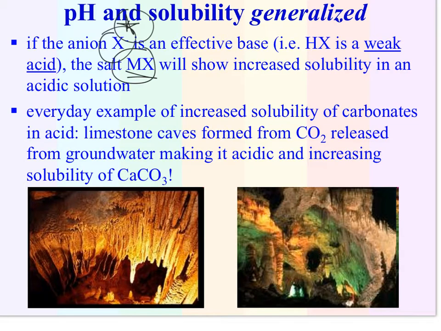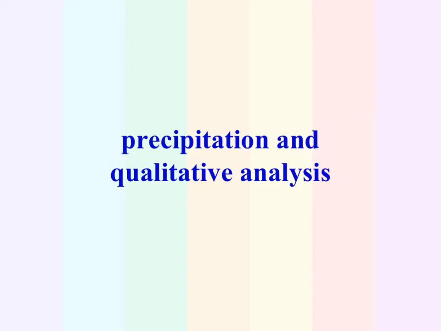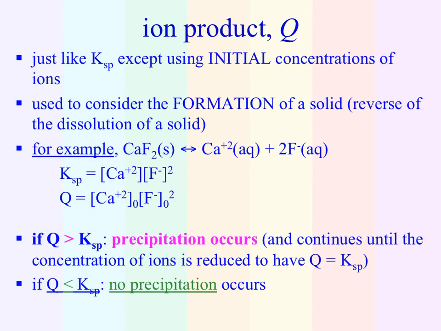Let's go ahead and look at precipitation and qualitative analyses. We're going to talk about the ion product Q. This is just like Ksp, except we're using the initial concentrations of the ions. It's very similar to the Q value we've discussed earlier. We're not using equilibrium concentrations, we're using the initial concentrations, and we use these to consider the formation of a solid. So we're looking at the reverse process.